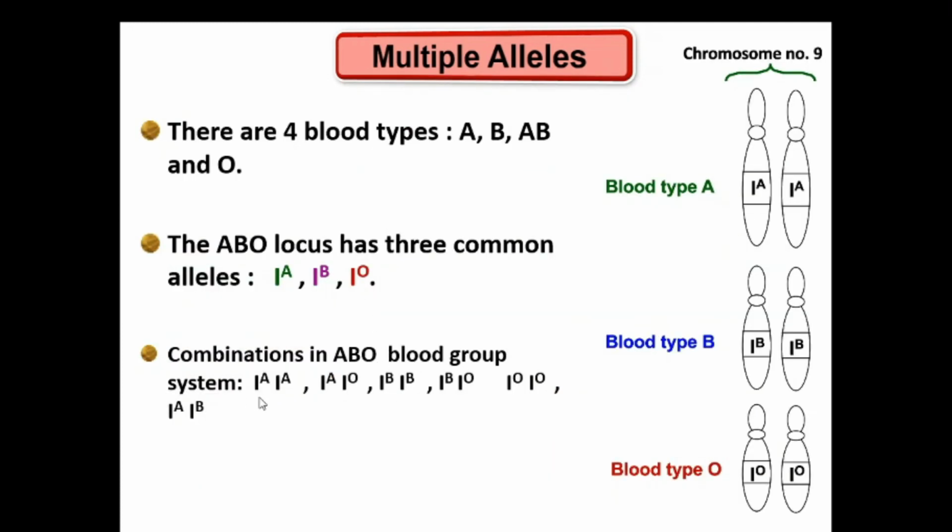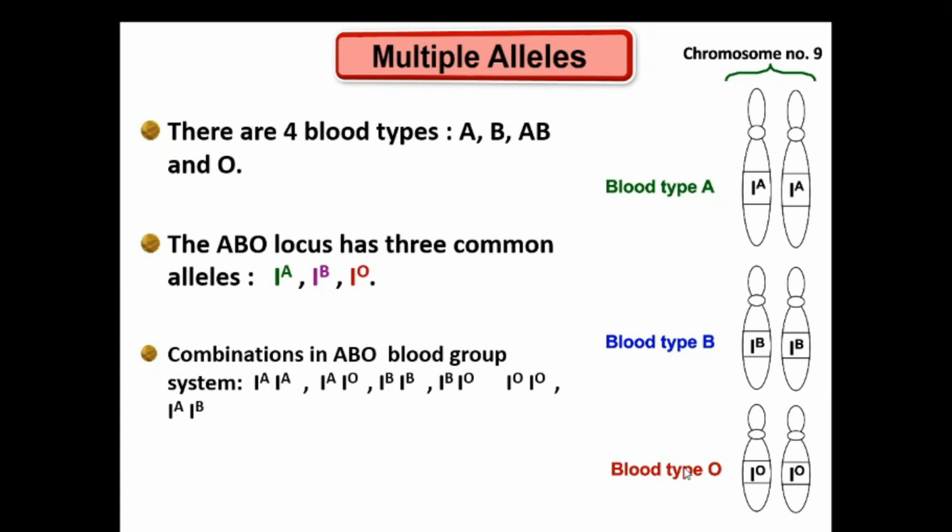So the combination in the ABO blood group system, you will be finding these 6 different genotypes: IAIA, IAIO, IBIB, IBIO, IOIO, or IAIB. For IAIA and also IAIO, they will result in the similar blood type, which is blood type A. Meanwhile, for blood type B, the possible genotypes for individuals would be IBIB, or they can also have the genotype of IBIO.